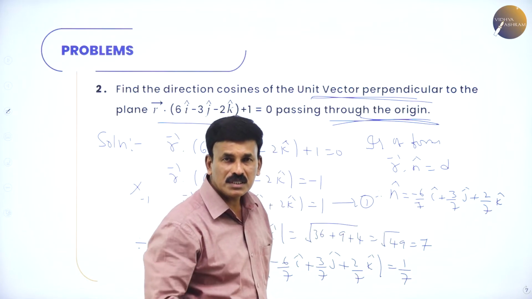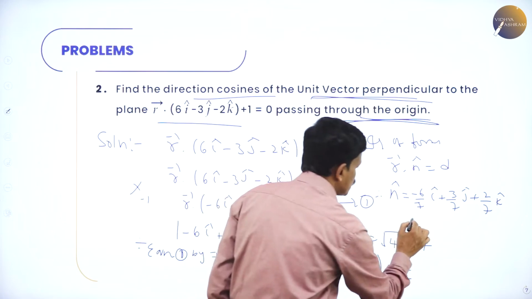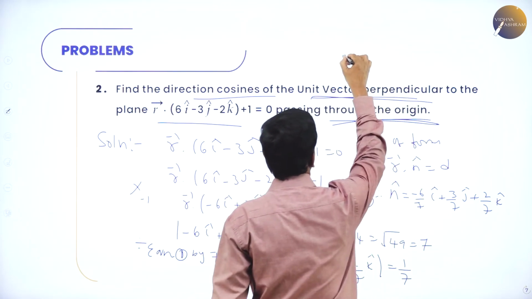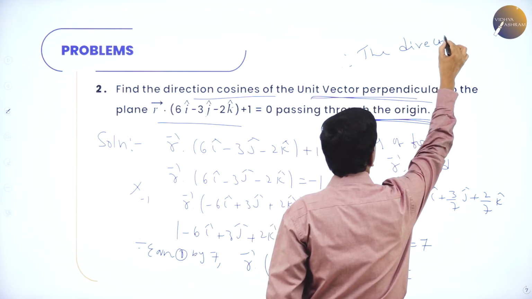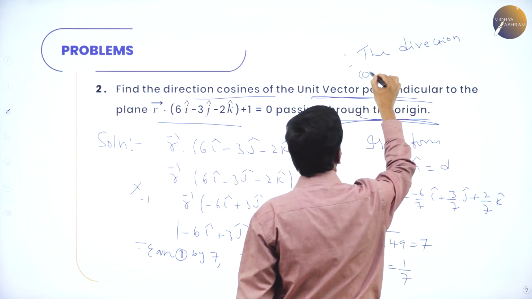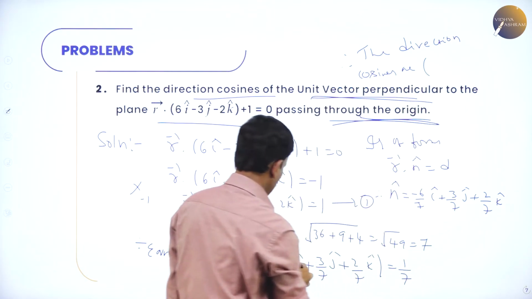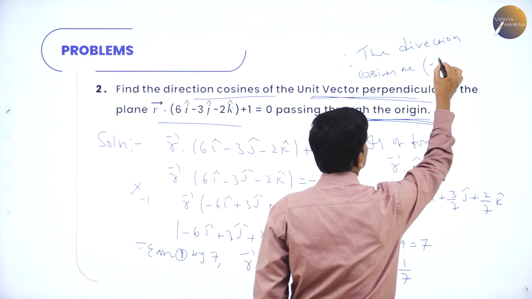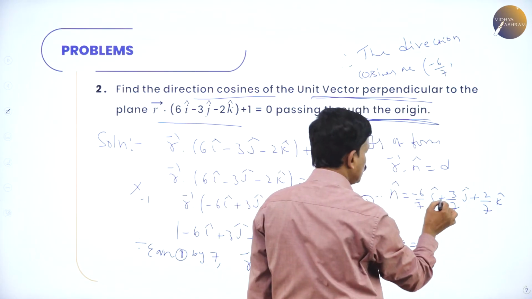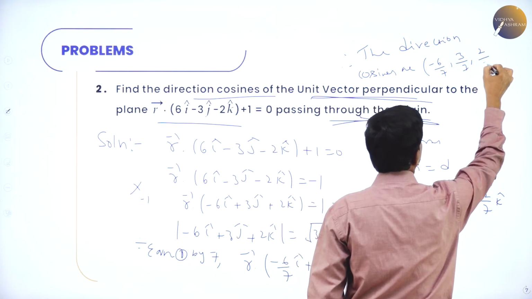So therefore, what is required? To find the direction cosines. Therefore, the direction cosines are minus 6 by 7, 3 by 7, 2 by 7.